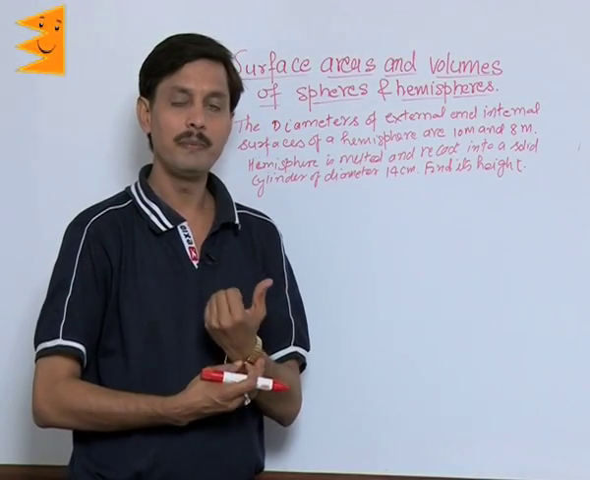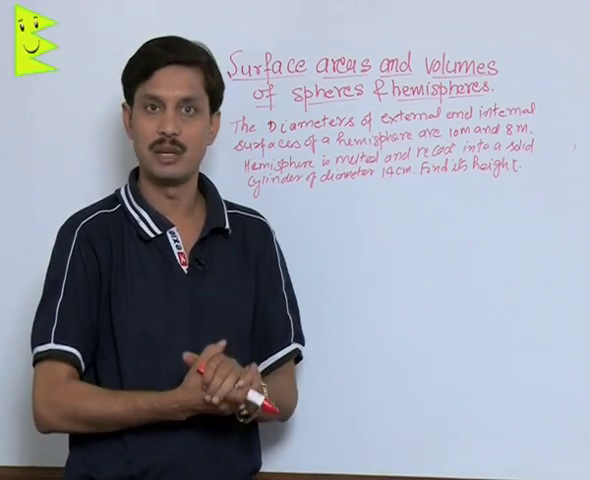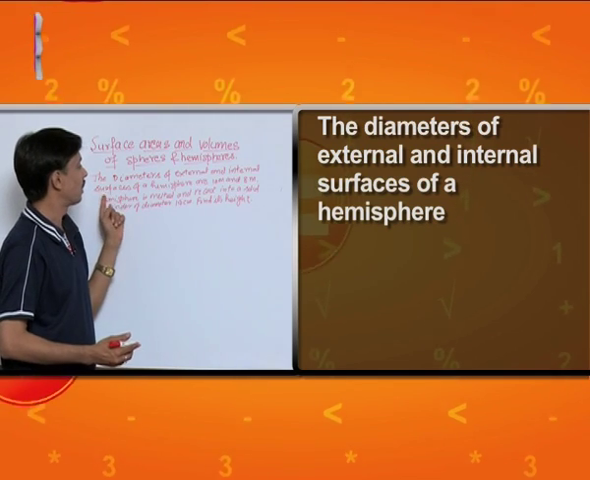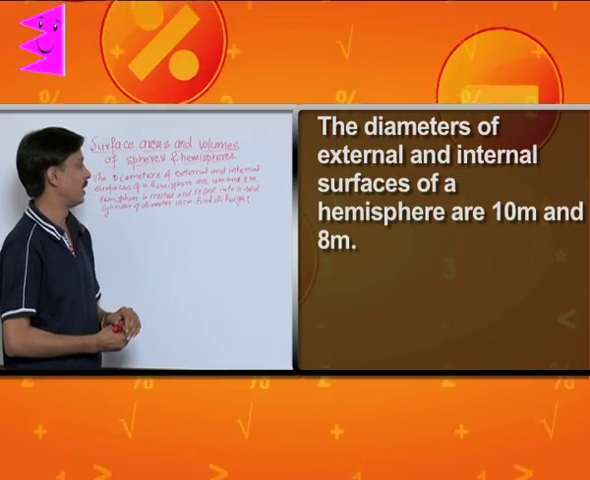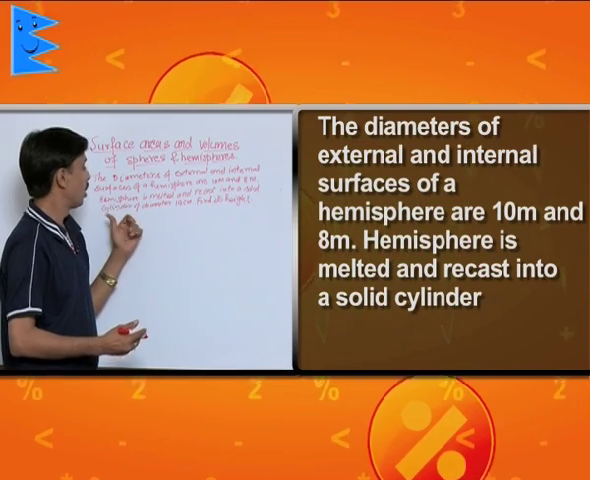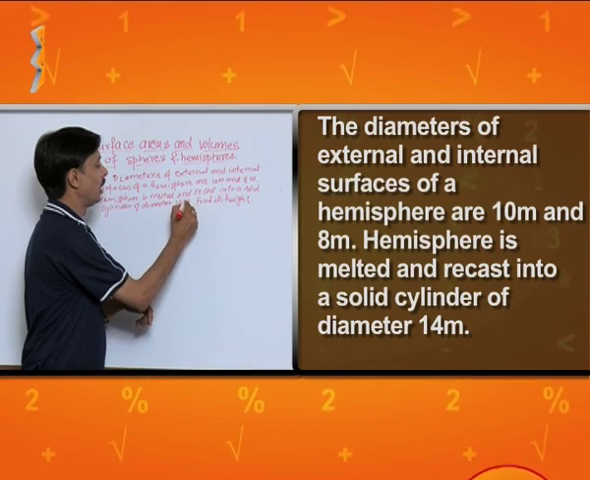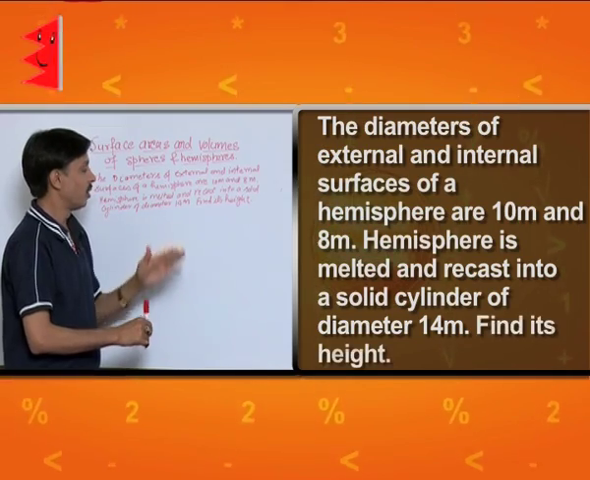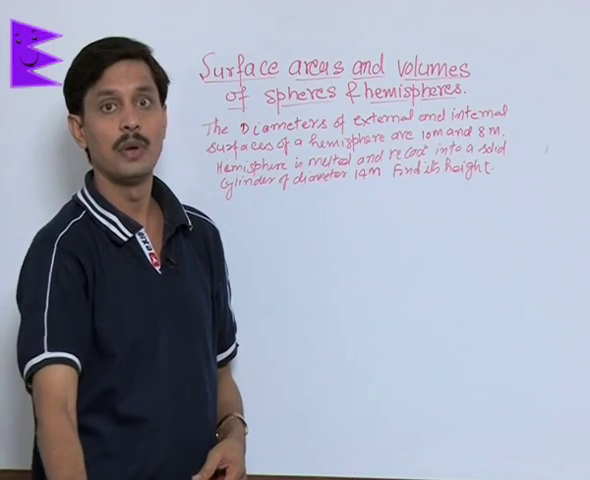Now one more problem based upon recasting of a hemisphere to convert into some other shape. The diameters of the external and internal surfaces of a hemisphere are 10 meter and 8 meter. The hemisphere is melted and recast into a solid cylinder of diameter 14 meter. Find its height, that is, find the height of the cylinder.